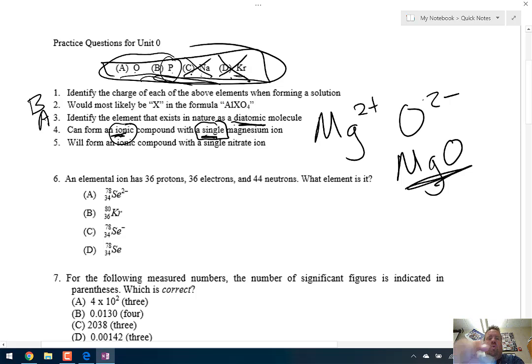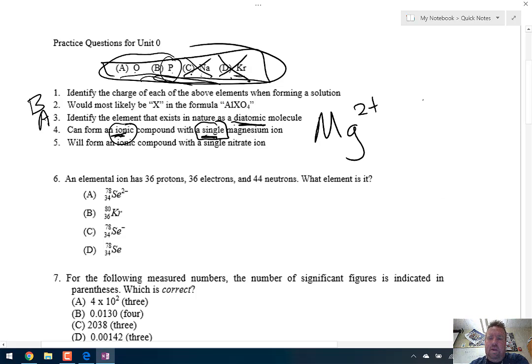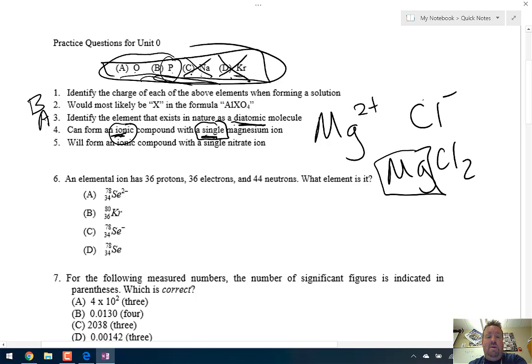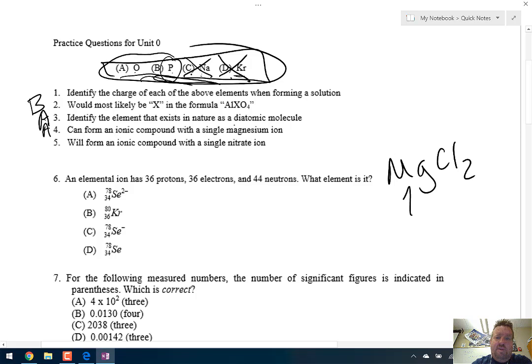Now, oxygen isn't the only element that could do that. For example, chlorine is Cl-. Well, if I form an ionic compound between magnesium and chlorine, that's obviously going to be MgCl2. MgCl2 still is a single magnesium ion, so chlorine, which obviously is not one of the choices, because then you'd have 2 right answers, chlorine would also give you a correct response to number 4 if that were an option. Obviously it's not.